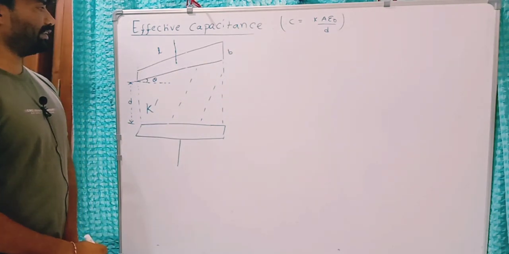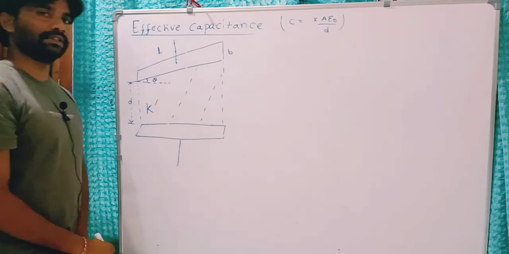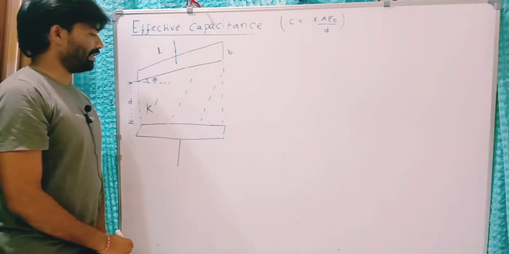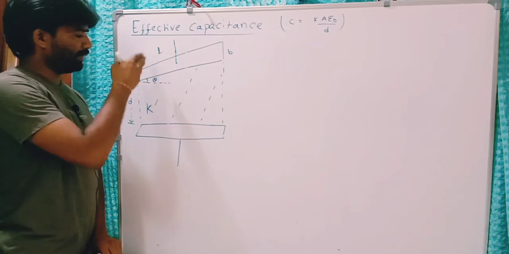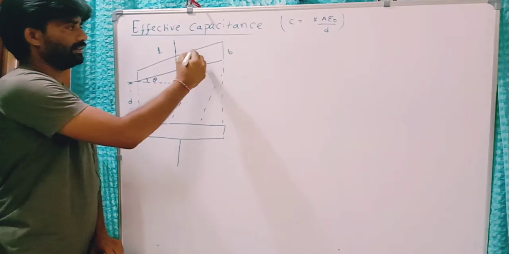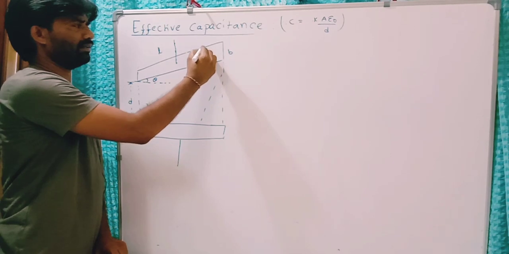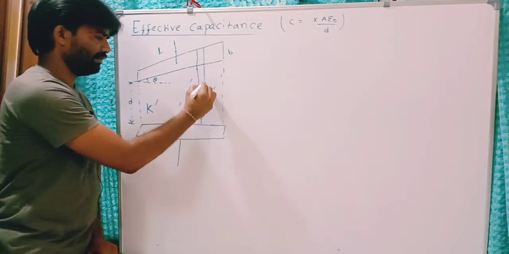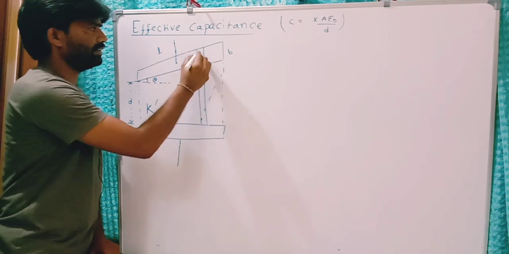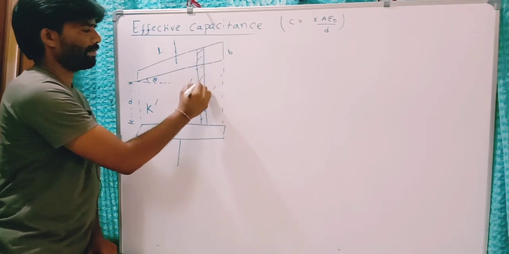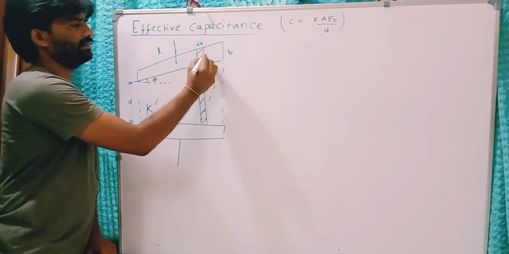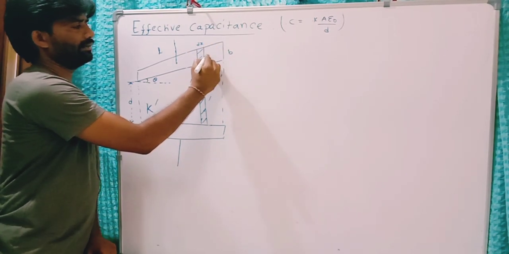To find the effective capacitance of this, we should divide this capacitor into small elements. Those elements must be perpendicular to the length of these plates. So this is one element of the capacitor. First I will write the capacitance of this small element. This small element's thickness is dx and its length is b.